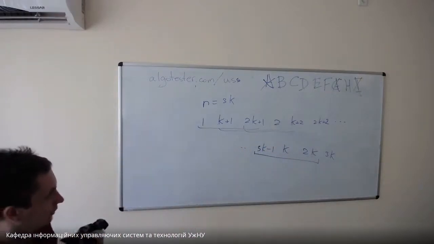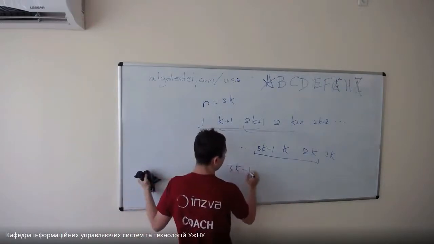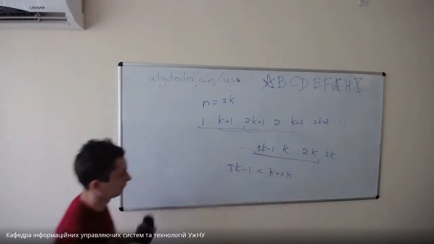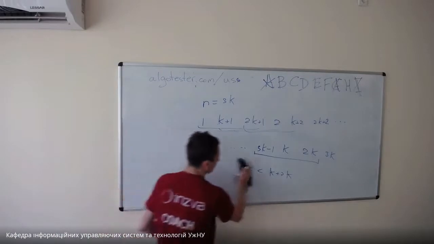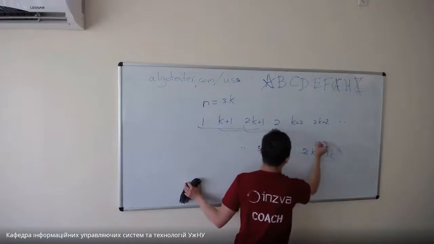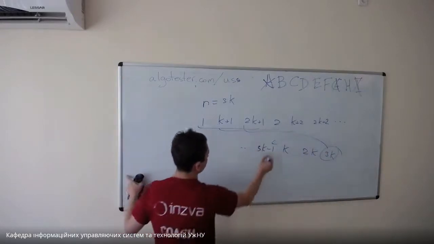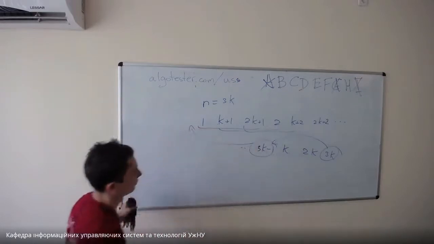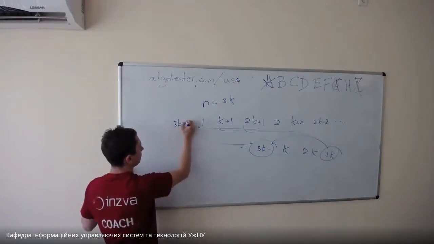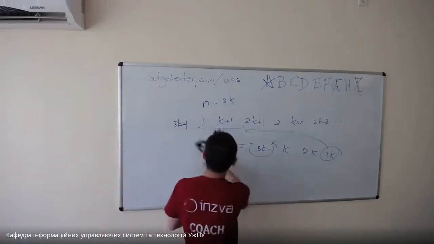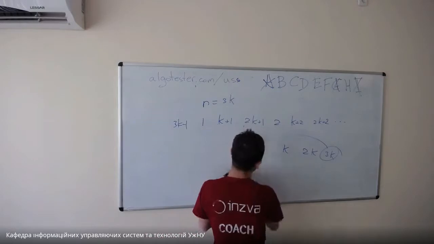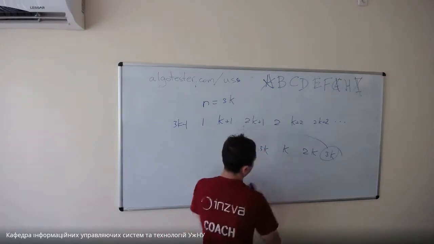Is it the case? It is the case because 3k minus 1 is less than k plus 2k. And we can construct a triangle from those three numbers. And what we do, we put 3k in the place of 3k minus 1, and 3k minus 1 we put at the beginning. So the actual pattern looks like this. It starts with 3k minus 1. Then we have 1, k plus 1, and so on. Here we have 3k. And we finish with 2k.